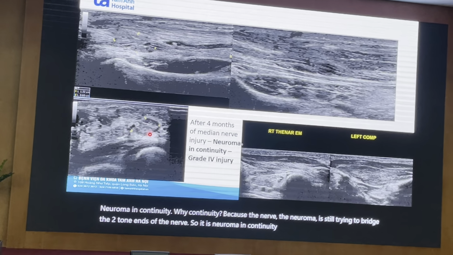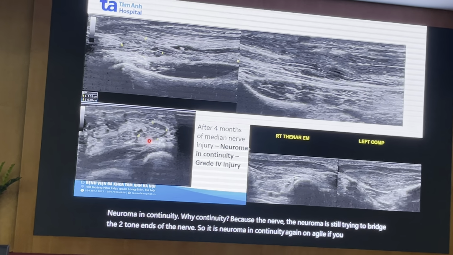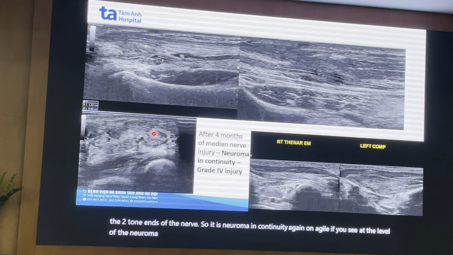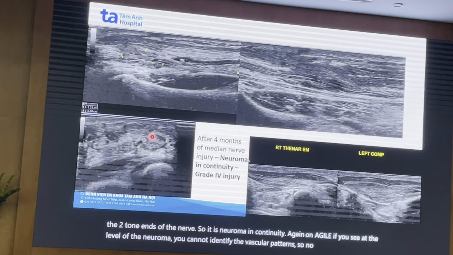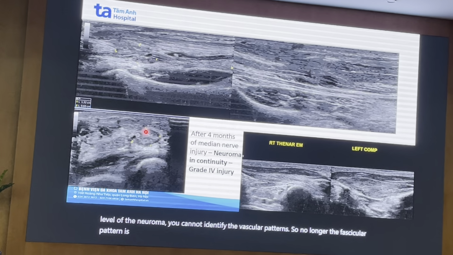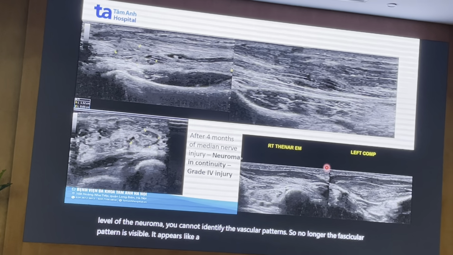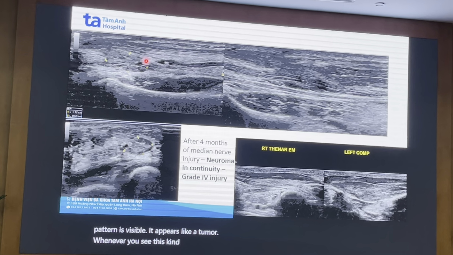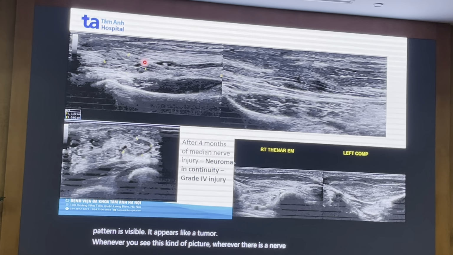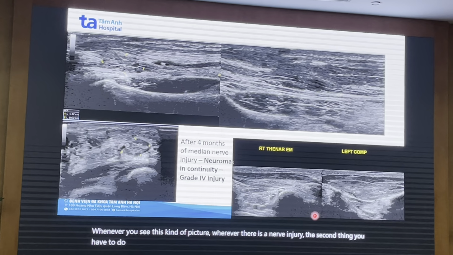Again, on axial, if you see at the level of the neuroma, you cannot identify the fascicular pattern. So no longer the fascicular pattern is visible. It appears like a tumor. Whenever you see this kind of a picture, wherever there is a nerve injury, the second thing you have to do is look at the muscles.